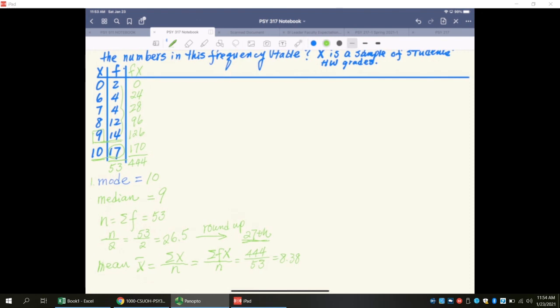Mode, median, and mean right here. Those are the three central tendency measures. And I'm going to use this to answer variability. Variability also has three measures. The first one is range. The second one is variance. And the third one is standard deviation.